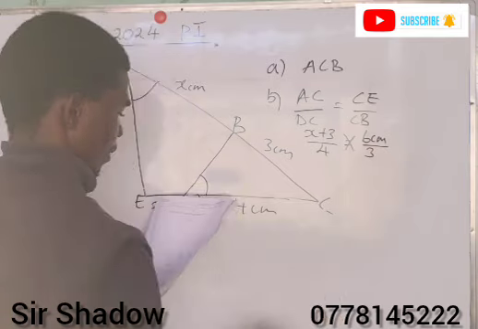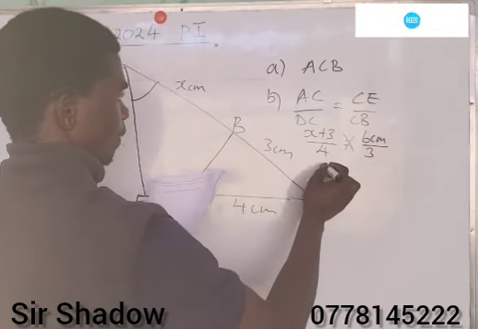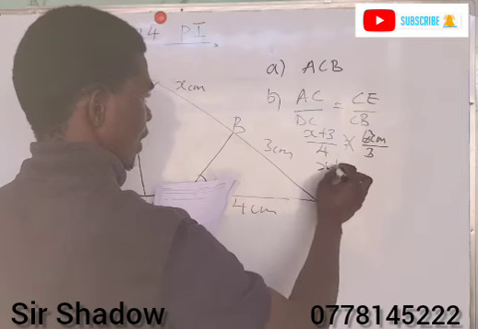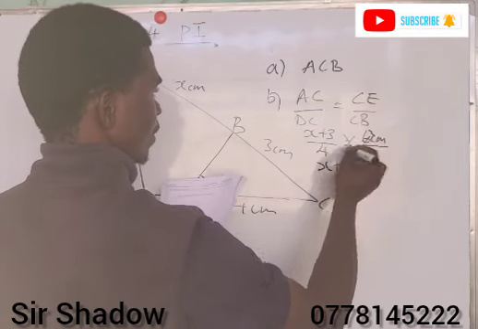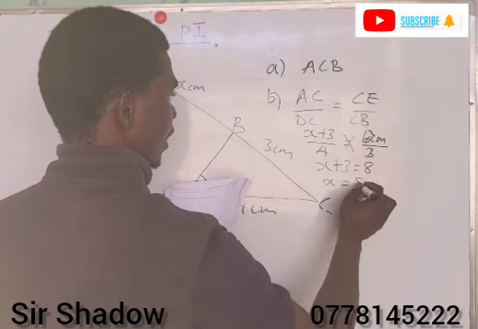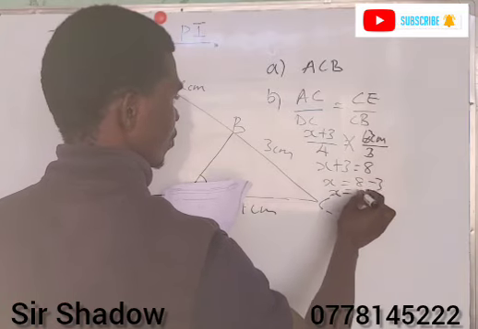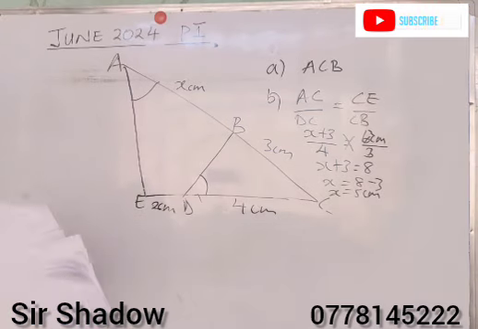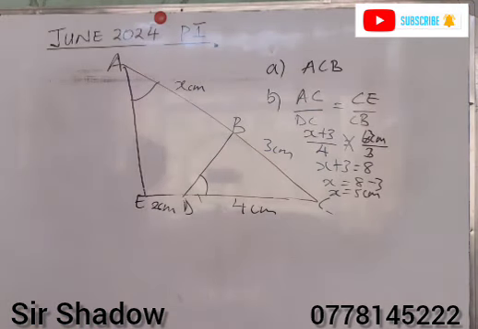Then cross multiplication. This one simplifies to 2, so x plus 3 is equal to 4 times 2, which is 8. So x is equal to 8 minus 3. x is equal to 5 centimeters.